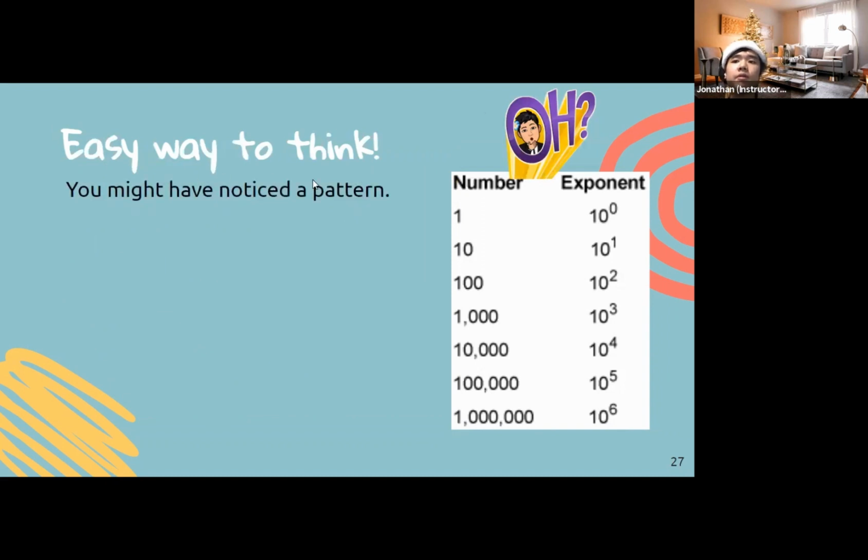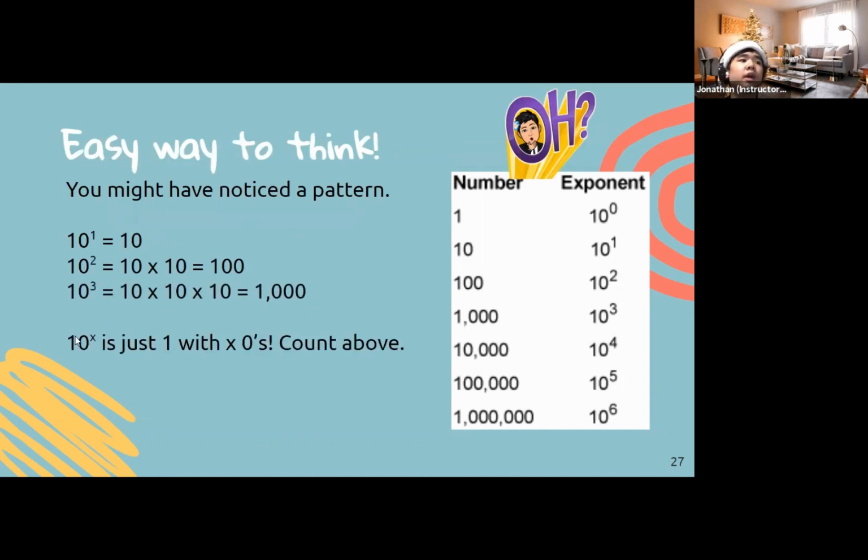So you might notice a pattern. 10 to the 1 is 10. 10 to the 2 is 100. 10 to the 3 is 1,000. 10 to the x is 1 with x zeros. So for instance, 10 to the 1, the answer has 1 zero. 10 to the 2, the answer has 2 zeros. 10 to the 3, the answer has 3 zeros. And if you look at this picture, 10 to the 4 has 4 zeros, 10 to the 5 has 5 zeros, and 10 to the 6 has 6 zeros. Very interesting fact.